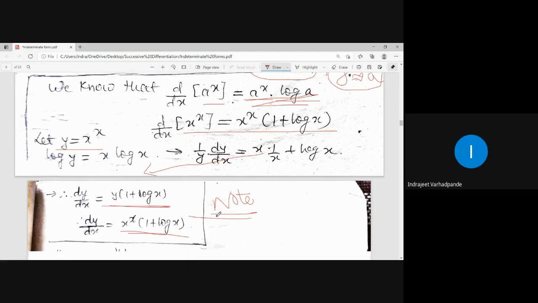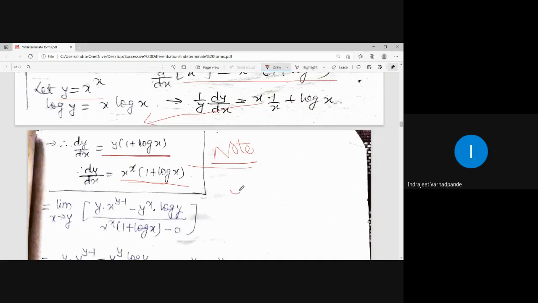Now the form is 0 by 0. So x to the power y, what will be the derivative? y into x to the power y minus 1, because it is compared with x to the power n. This will be compared with y to the power x, whose derivative is y to the power x into log y, because it is compared with a to the power x. And the derivative of this denominator is x to the power x into 1 plus log x. y to the power y is constant, and the derivative of a constant is 0. Clear?